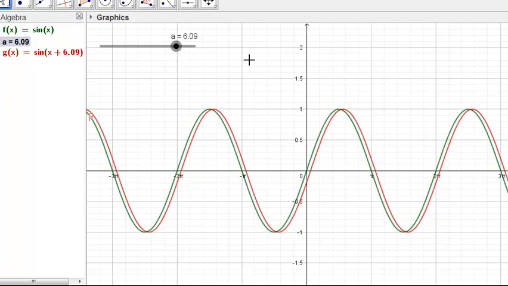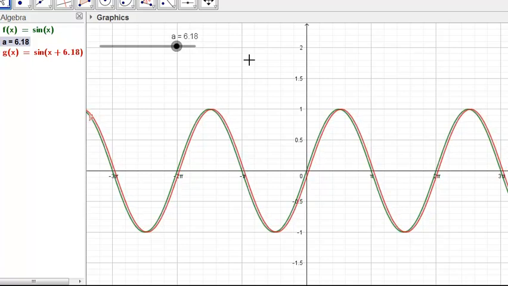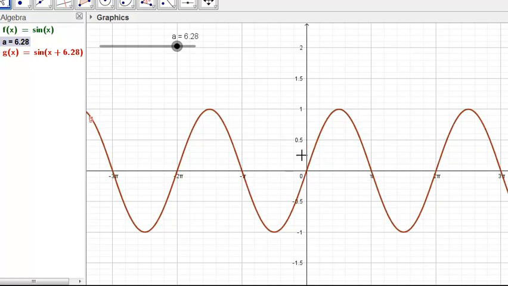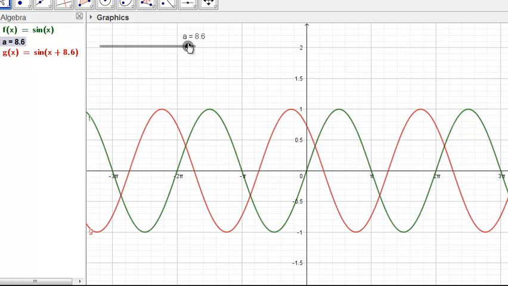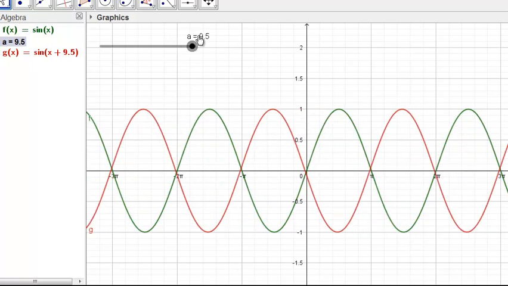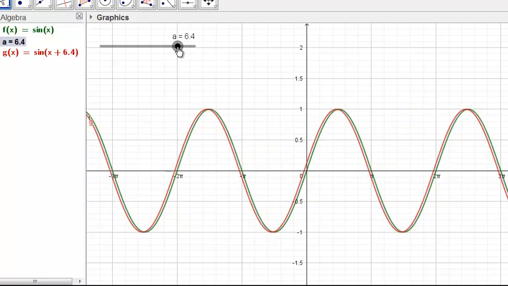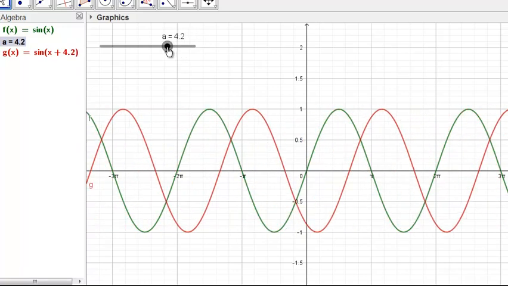Alright? And notice at 6.28 we have perfect overlap again. So what shift did it take for these two functions to overlap? Well, 2 pi. Notice I could continue and it would overlap again. I don't have enough values here, but if I could increase this up to 4 pi, then of course they would overlap again. But the minimum displacement, the minimum horizontal shift that will cause the overlap, well, that's a period.